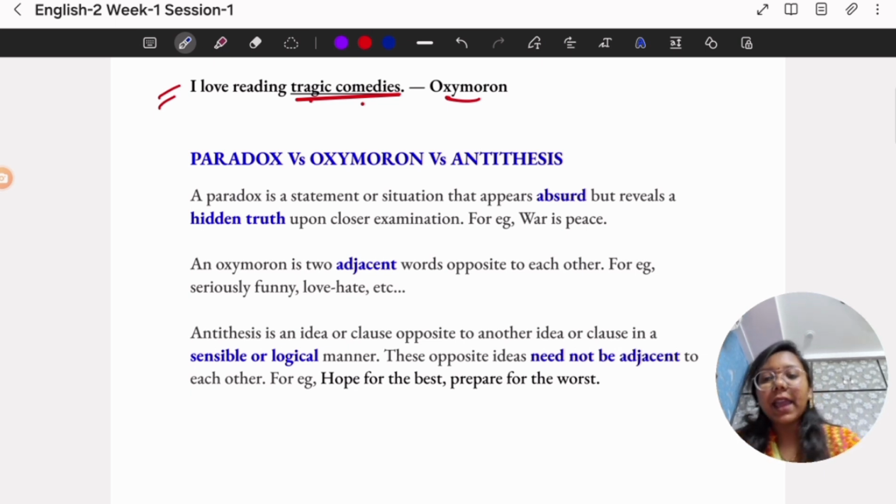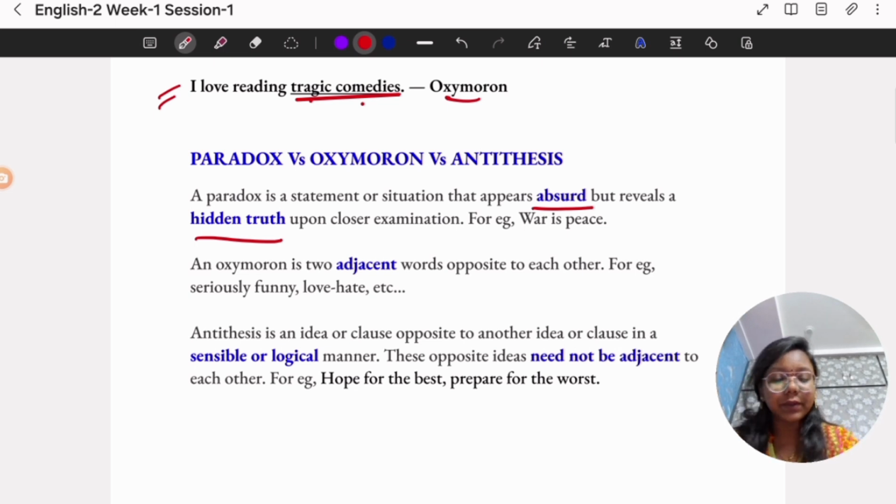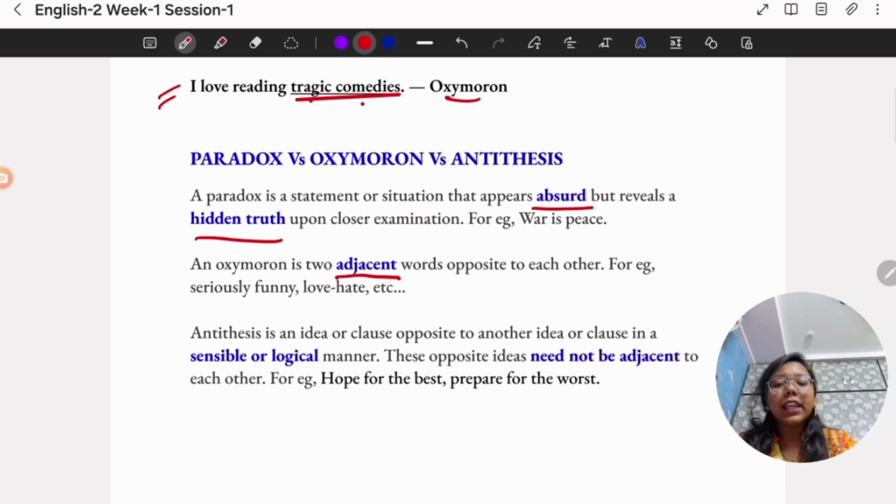As you see, a paradox is a statement or situation that appears absurd but reveals a hidden truth upon closer examination. Like when you listen for the first time, you feel it's weird or absurd, but they have a hidden truth if you go into the deeper meaning. For example, war is peace. And I have given you many examples before. And coming to oxymoron, oxymoron is two adjacent words opposite to each other. For example, seriously funny, love-hate. If two opposite words are adjacent to each other, then it is oxymoron.